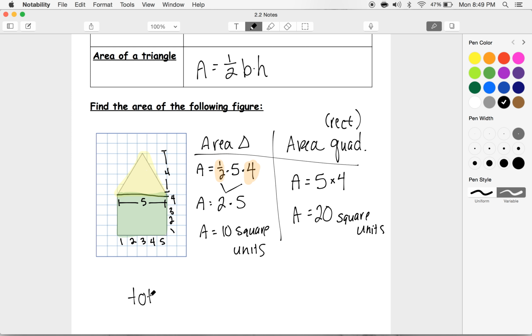This tells me my total area is 30 square units. I did the 10 plus the 20 to get 30 square units.